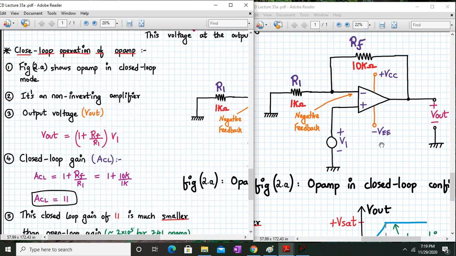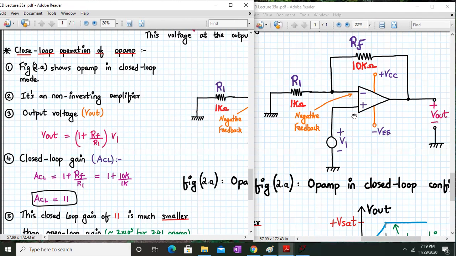Why is it called closed loop? Because as you can see, the output of the op-amp is connected to the input via resistor RF, which is called the feedback resistor. And as we know already, we have done a lot of linear circuits in op-amp. So this is nothing but your inverting amplifier. The negative feedback is indicated by the RF resistor being connected to the inverting input terminal of the op-amp, and the other end of the resistor is connected to the output. So we have a negative feedback over here. The above op-amp is in closed loop mode.